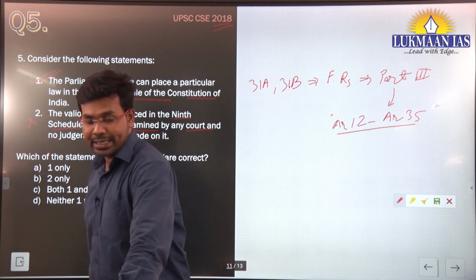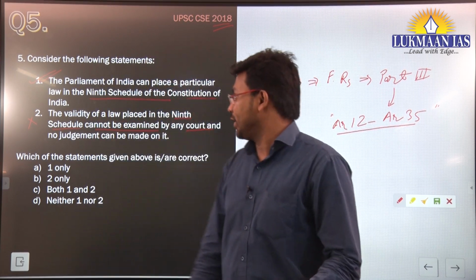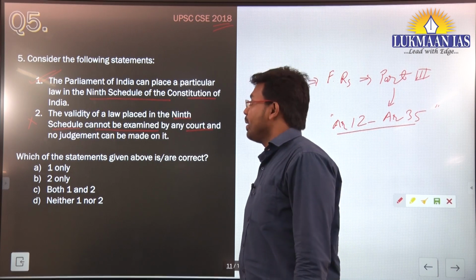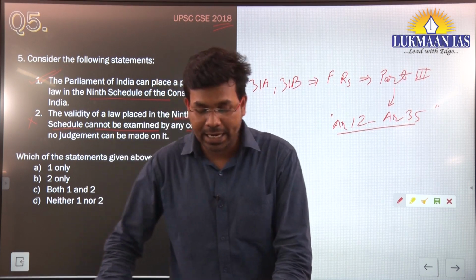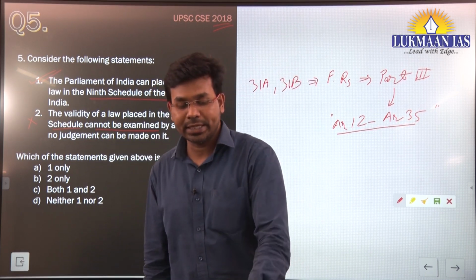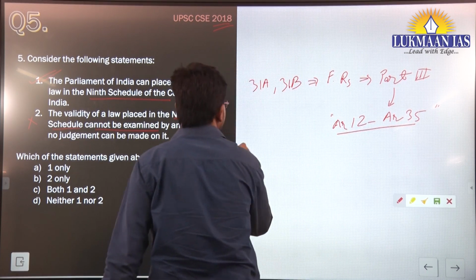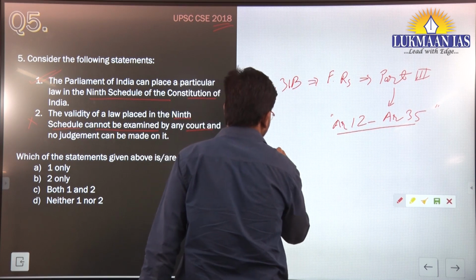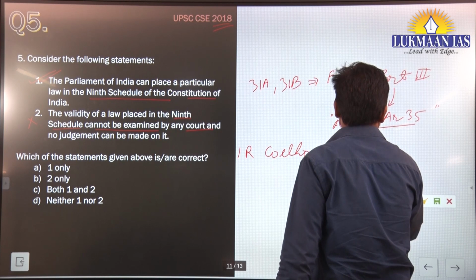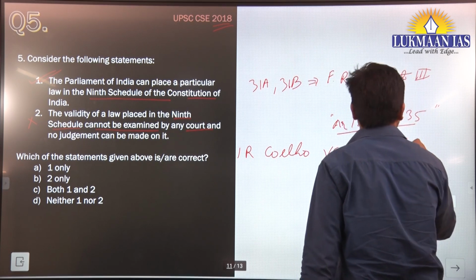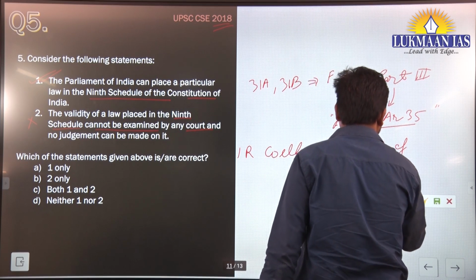Okay, this statement was particularly true till the year of 2007. But after 2007, the Supreme Court of India has given a judgment, and in that judgment, what was the name of that judgment? The name of the judgment is I.R. Coelho versus State of Tamil Nadu.